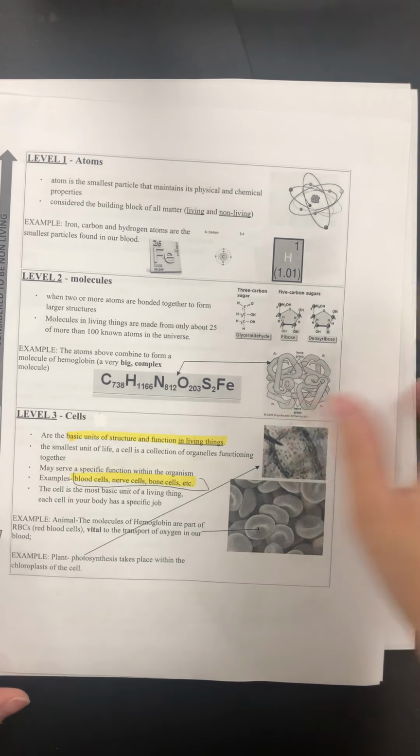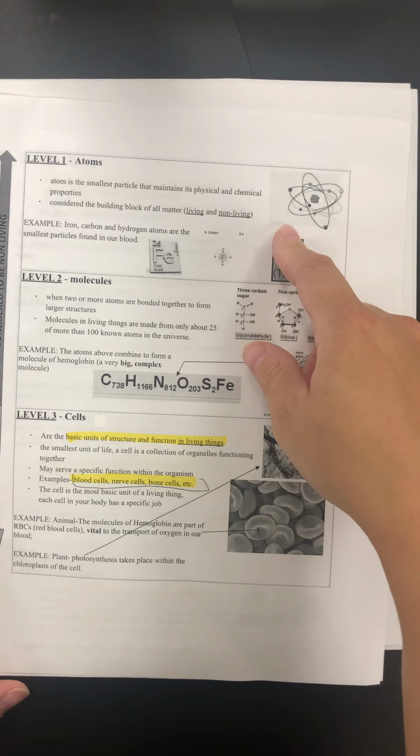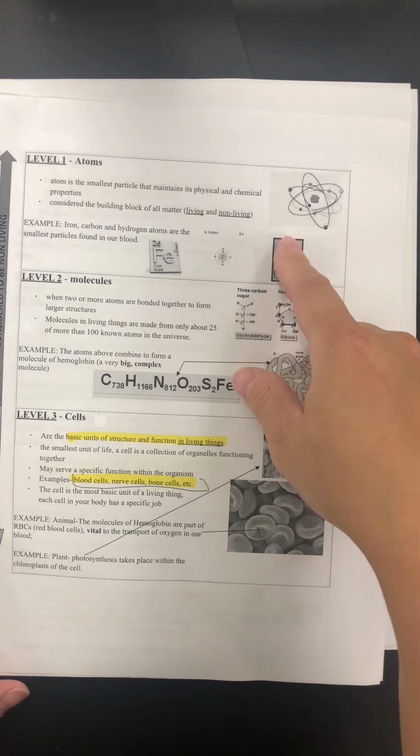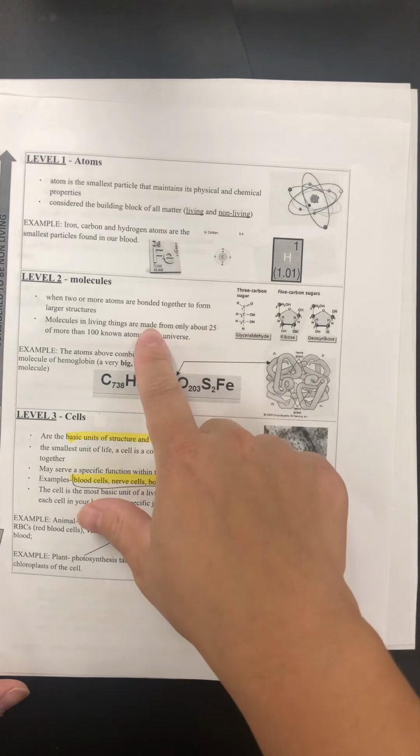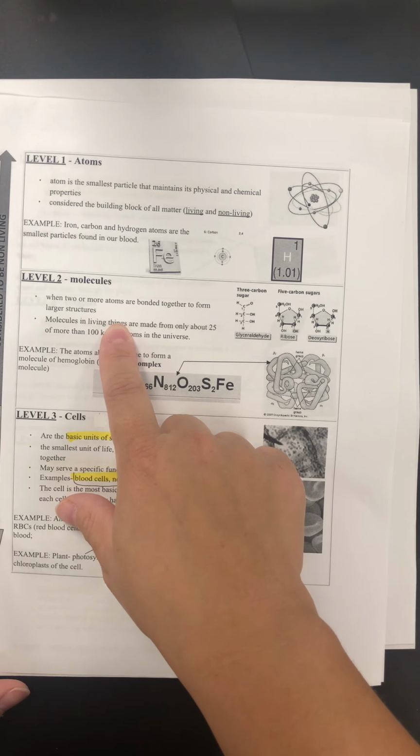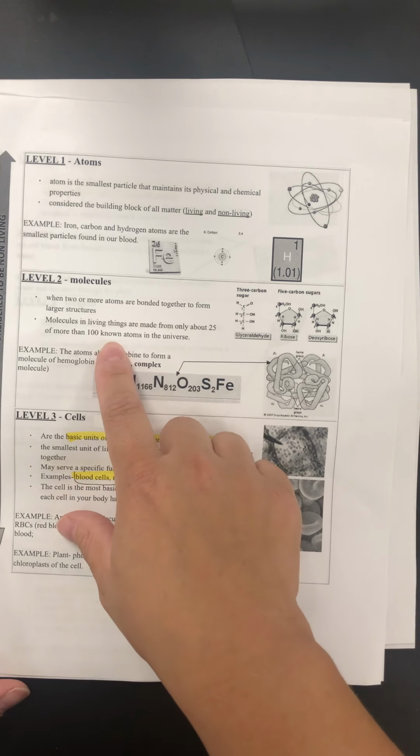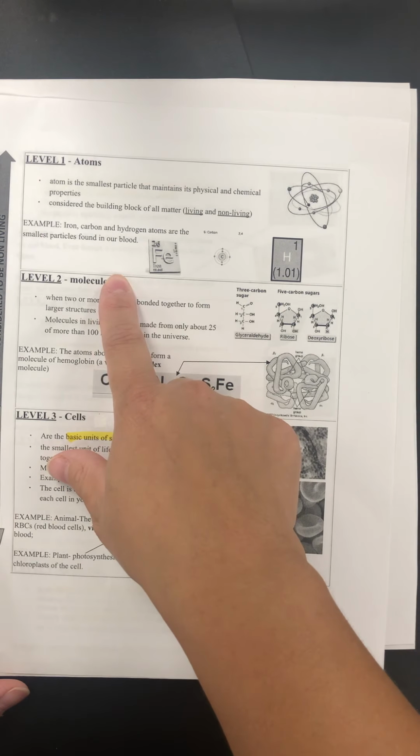With levels of organization, things that are non-living also do make up parts of the levels of organization. So we start with atoms, which are the smallest particles. Anything living or non-living is made of atoms. Then those atoms make up molecules. Molecules are made up of two or more atoms that are bonded together. And both of these are non-living.